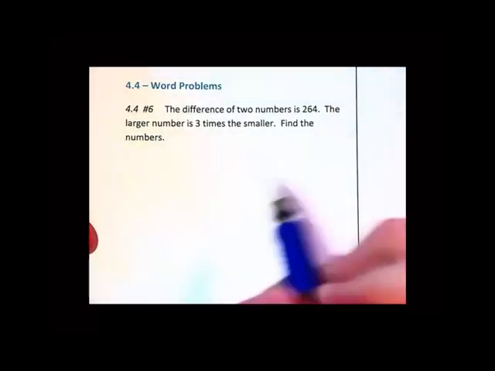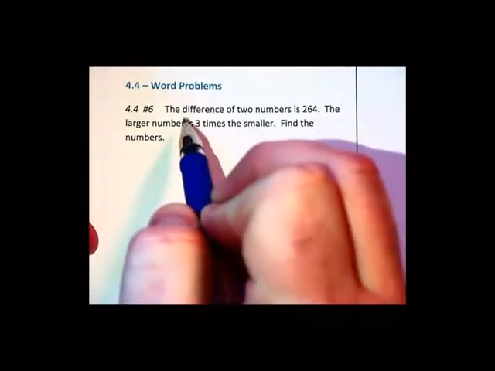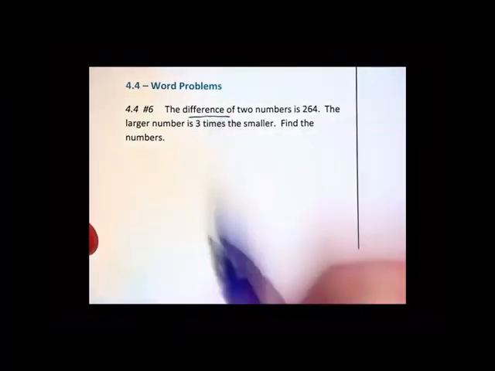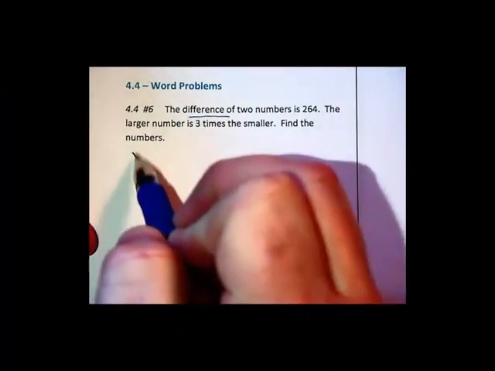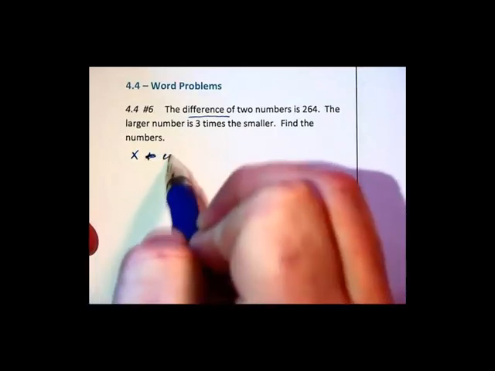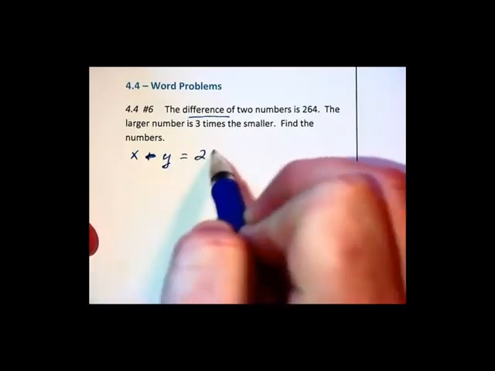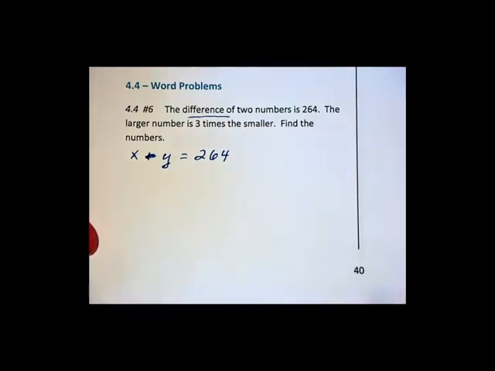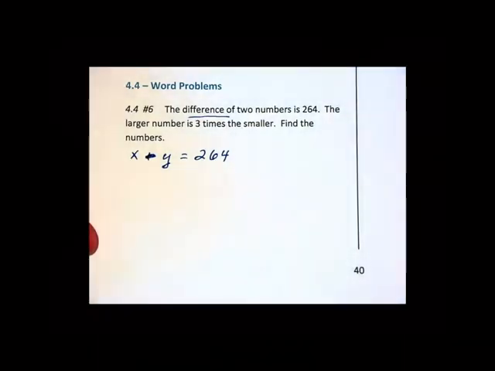The difference of two numbers is 264. The word difference here stands for subtraction. We don't know anything about the numbers, so we'll call them x and y. So we'll have x minus y is equal to 264. The largest number is 3 times the smaller.